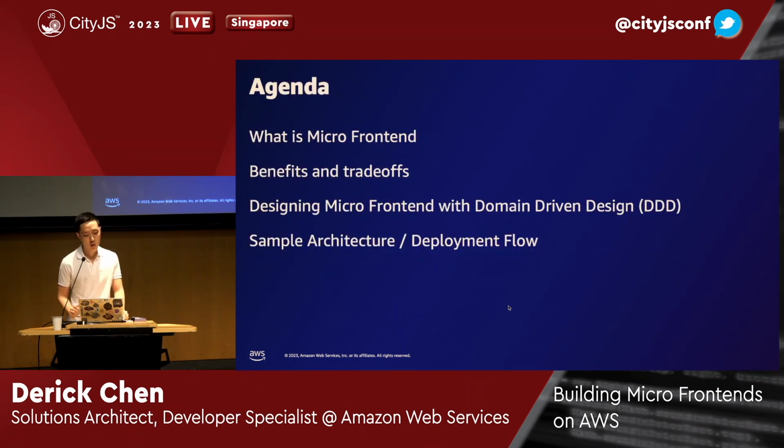We're going to talk about what a microfrontend is, so we all have a common understanding, and we're going to look at some very high-level benefits and trade-offs, and how we're actually going to design the microfrontend so we get the structure right before we delve into the implementation. And finally, I will show you some architecture sample diagrams of how you can deploy your microfrontend services on AWS.